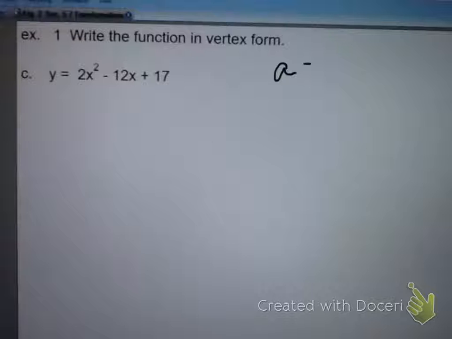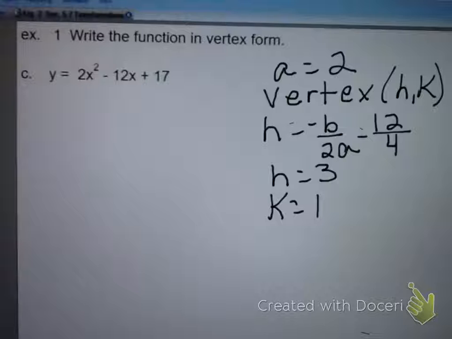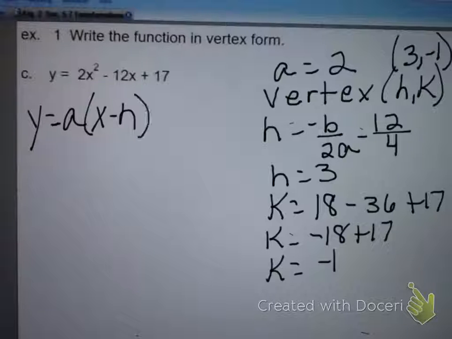Okay, you try to do 1C by yourself. Turn off the recording, see if you can do it, and then turn it back on to check your work. Okay, let's see how you did. A is 2. The vertex is (h, k). So the vertex is 3, negative 1. So we're going to plug that into the vertex formula. Once again, always write the formula down.